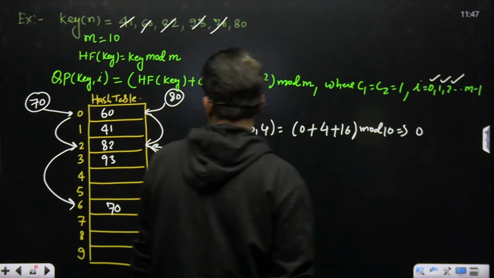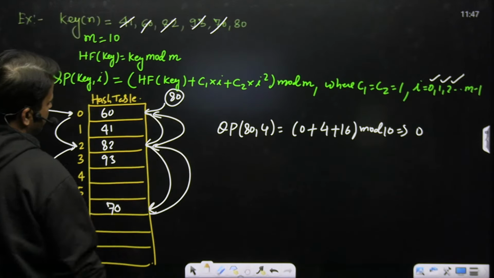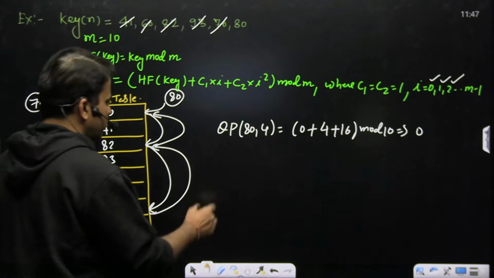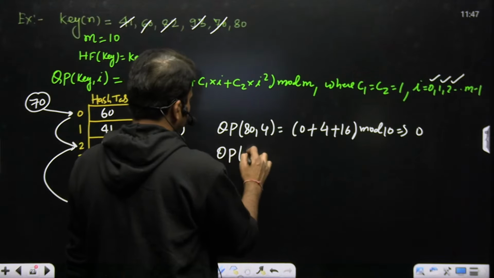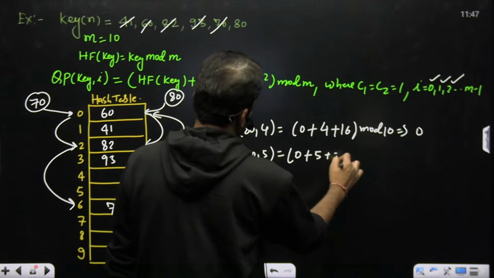0 आ रहा है क्या? So after this you search here 0. 0 is already occupied. So now quadratic probing 80, 5. So this is 0 plus 5 plus 25.